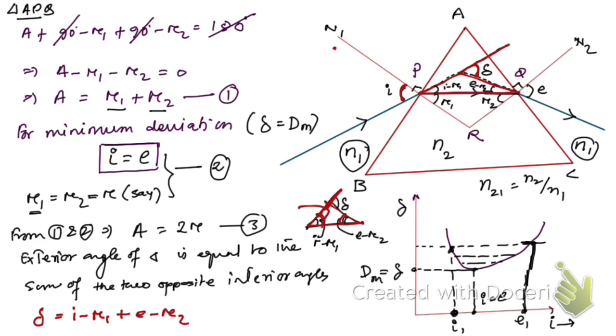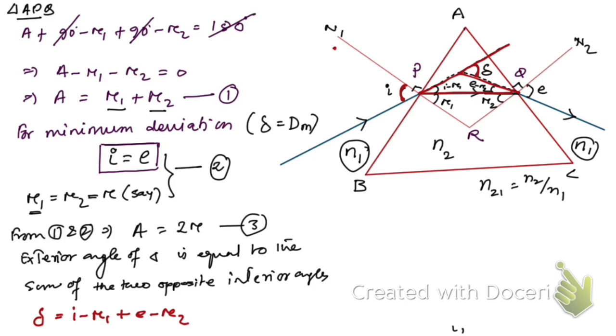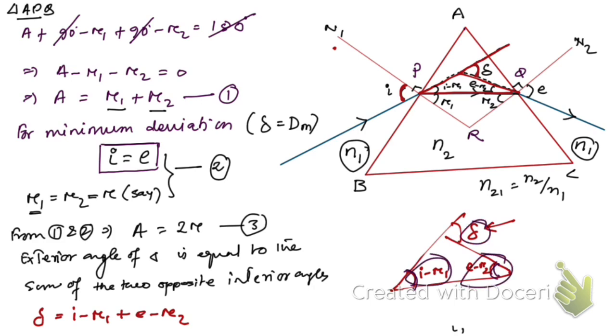This angle is I minus R1, right? Let me explain it again properly. Let me clean this figure here. So here you see this is the angle of deviation delta. This angle we have got is I minus R1, and this angle is E minus R2, and this is the exterior angle, and its opposite interior angles are this one and this one. So this must be equal to the sum of these two, right? Hope you have understood this.